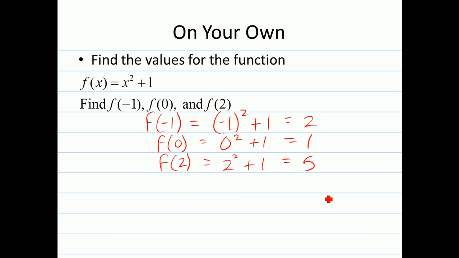So you should have gotten something that looks like this. We plugged negative 1 inside of our function, we ended up with 2. Plugged 0 in, we ended up with 1. Plugged 2 in, we ended up with 5. So this is what we're going to be doing for the next time we have class. And it's actually fairly easy.